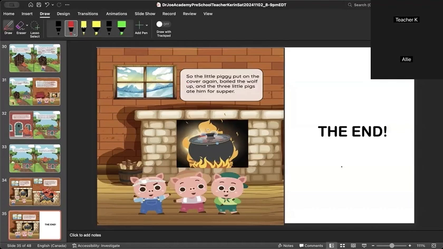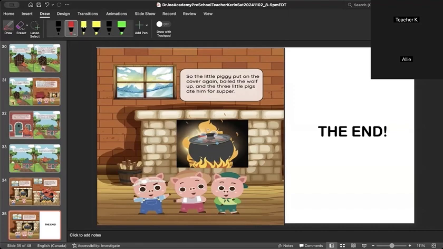So the little piggy put on the cover again, boiled the wolf up, and the three little pigs ate him for supper. Well done on your reading. Was the wolf supposed to eat the pig, but the pig ate the wolf? Yes, because they tricked the wolf and they ended up eating him for supper instead.